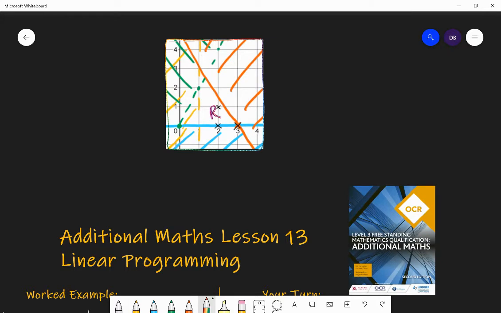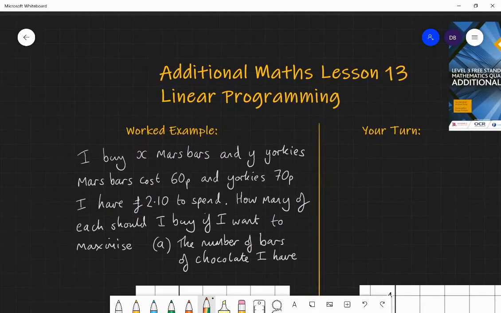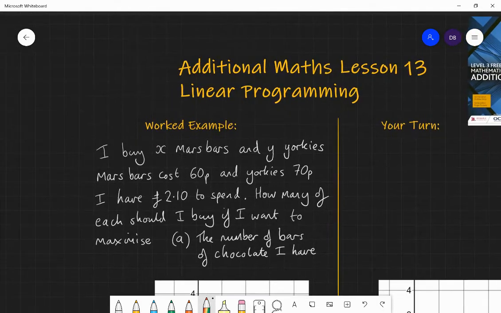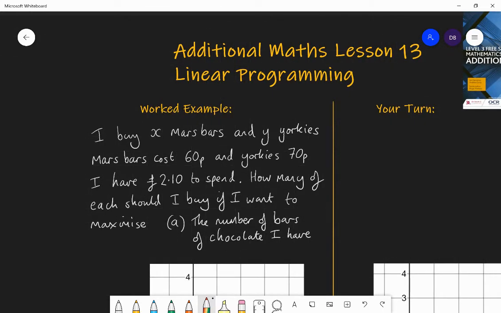For example, I might go to the shops to get some chocolate. I do like chocolate. The shop has only got Mars bars and Yorkies. It doesn't have my favorites, Dime bars, doesn't have a wide selection. All it has is Mars bars and Yorkies. So I can buy a number of Mars bars and a number of Yorkies. Let's say that I buy x Mars bars and I buy y Yorkies. So x and y can both be whole numbers. I can't buy 2.3 Mars bars. I can only buy 0 or 1 or 2. So non-negative integers.